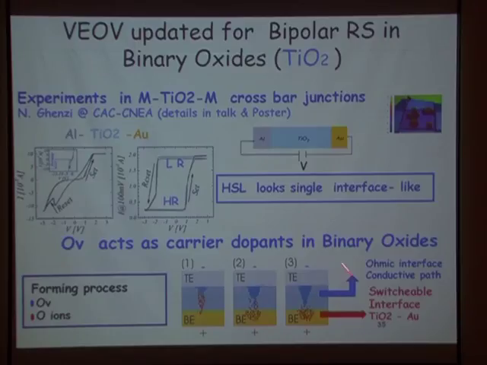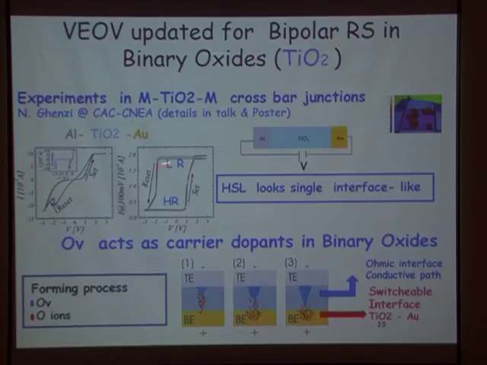This interface is mostly ohmic, because for the forming we need a negative forming, okay? So negative forming is to move the oxygen vacancies filament, and here some oxygens remain. Remember that, different from complex oxides, in binary oxides oxygen vacancies act as carrier dopants. So as we increase the content of oxygen vacancies, we create a sort of metallic filament in our sample. So this is the main difference. We have this ohmic-like interface that doesn't switch, and this is the active interface for switching.